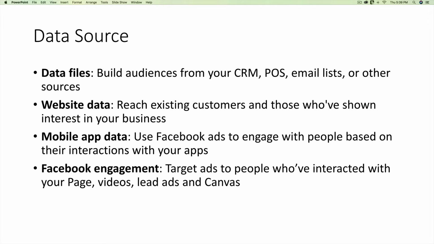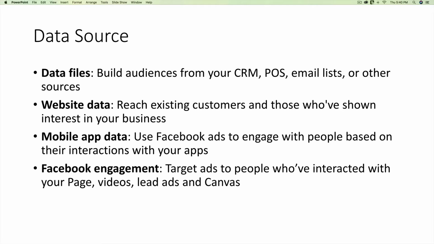We can create customized audiences using data files, website data, mobile app data, and Facebook engagement. Data files are basically CRM, POS, and email lists. If you are using additional software like Marketing 360, you can extract data from there that will help you identify your customers. Then you have email marketing. If you have email autoresponders, people subscribe to your email list with their emails and names. You can upload that in a CSV file in Facebook.